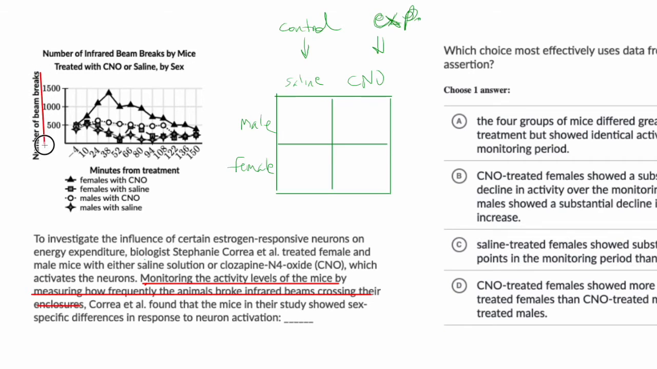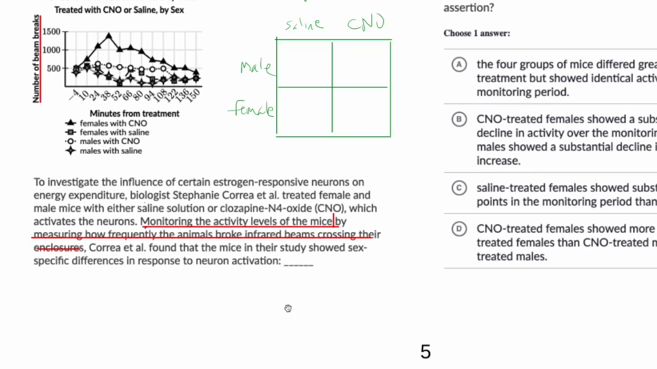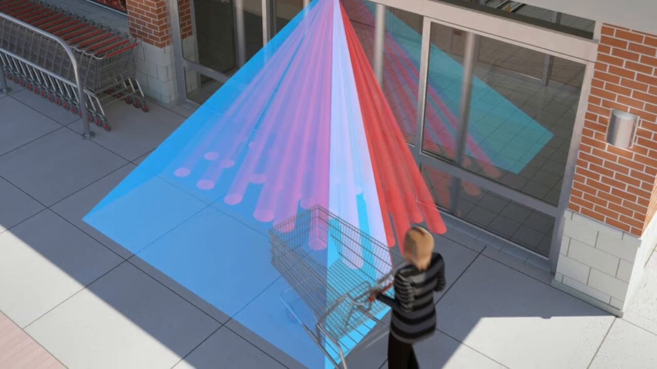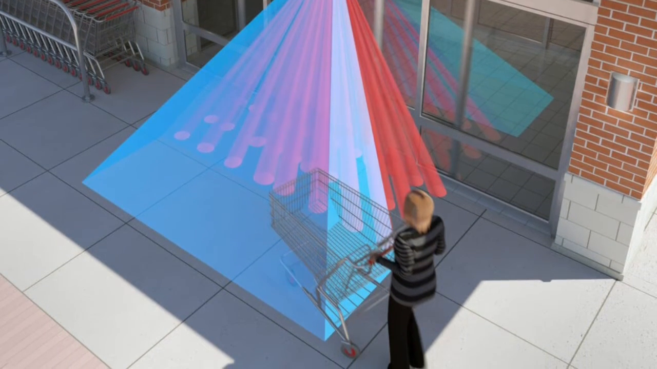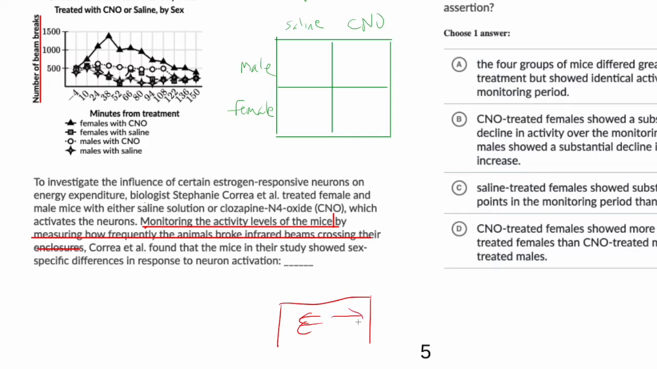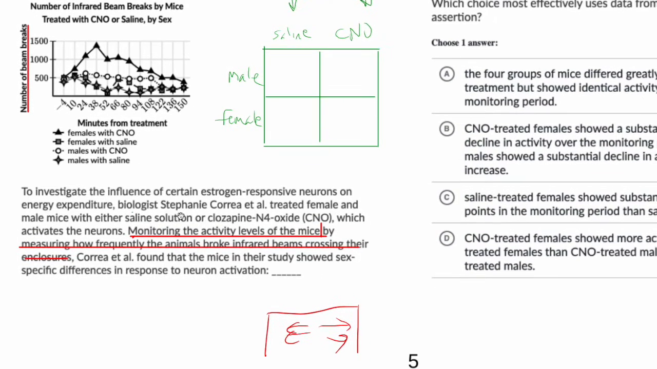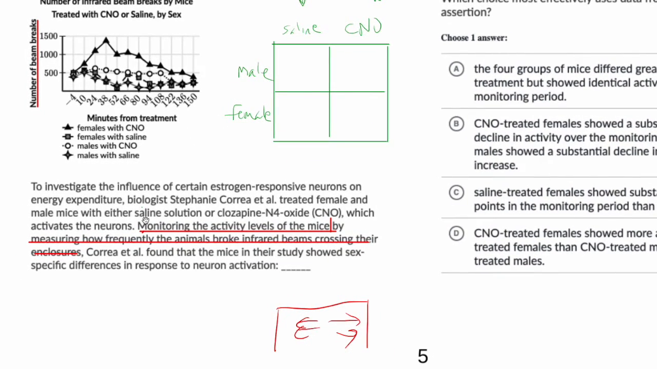You can imagine the infrared beam as being kind of like some kind of marker. It's like when you go into the grocery store and they've got the automated double doors, and it senses that you're here and then the doors open. You're breaking a beam. And if something could measure how frequently people went in and out by measuring how frequently they crossed that beam, something like that here. It's a measurement of how active these mice are.